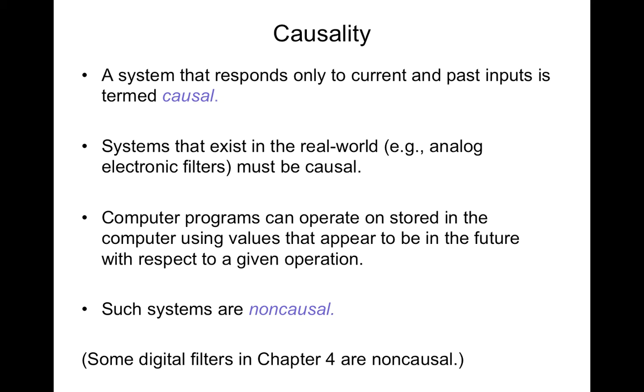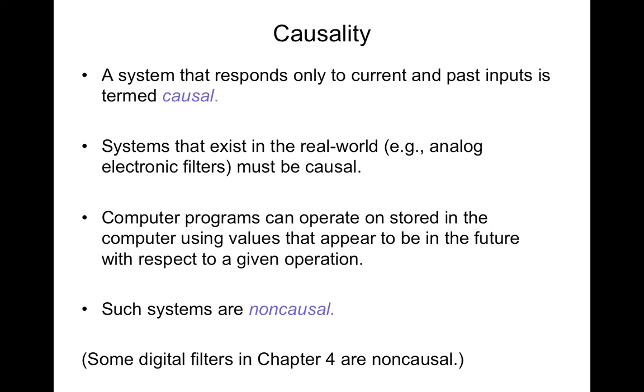So the last thing to talk about in this little sequence of definitions is causality. A system that only responds to current and past inputs is causal. And all systems that exist in the real world have to be causal. So you can't have a response to future values. You can only have a response to current and past values.